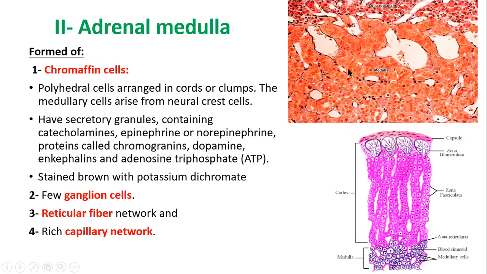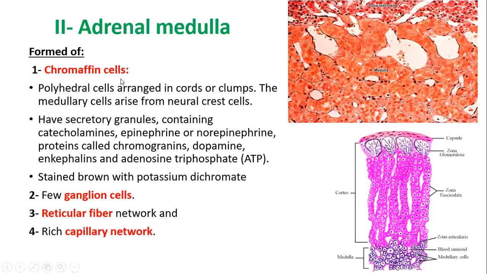If you see under the microscope, this is how it looks. The cells of the medulla are different from that of the cortex. This adrenal medulla is formed of something called chromaffin cells. Chromaffin means they take a special stain. That's why they are called the chromaffin cells.